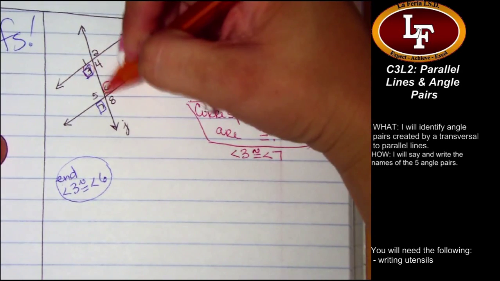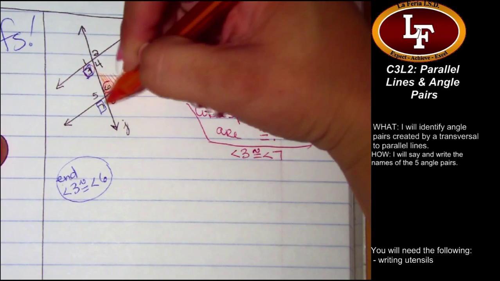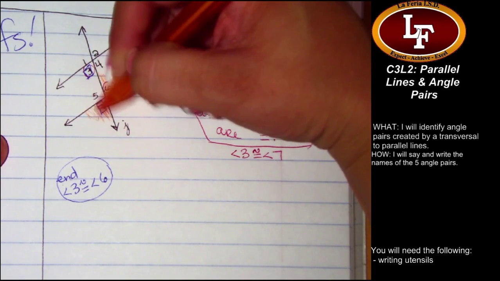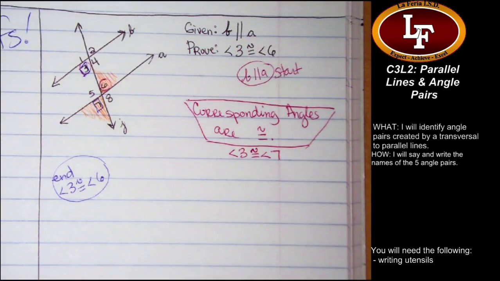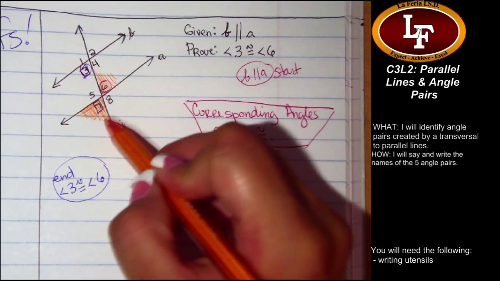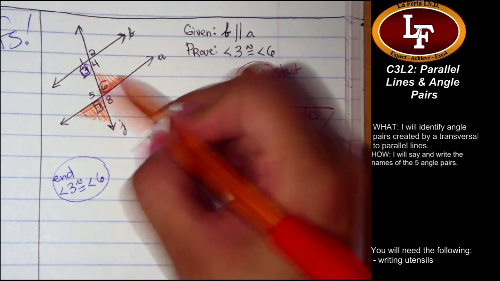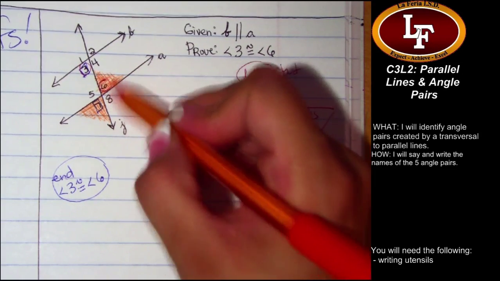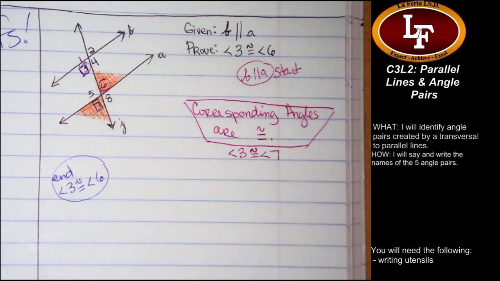Look at the relationship between angle 6 and angle 7. Does that look familiar? What was that called? Do you remember? They may be obtuse, we don't know for sure. They could be acute, again, we don't know for sure. But this relationship, what was it called?